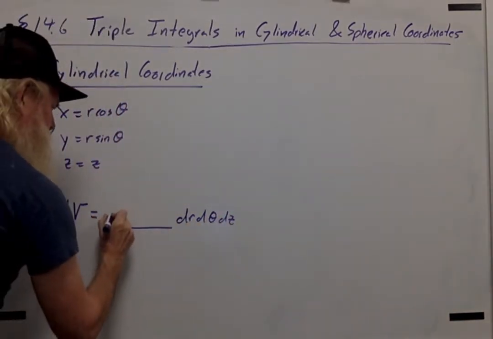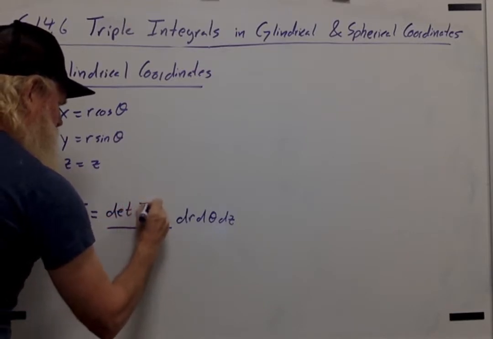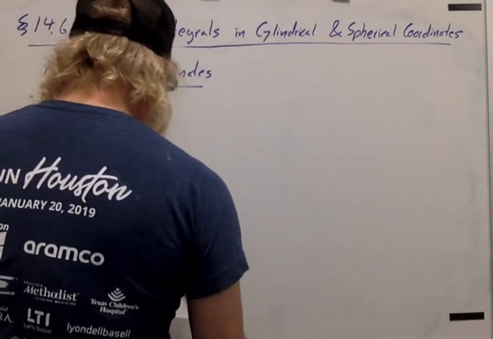Just like what happened when we changed coordinates in 2 dimensions, what goes here is a Jacobian determinant. So let's calculate the Jacobian determinant for cylindrical coordinates. And then whatever we get, we're going to memorize so that we don't have to do this over and over.